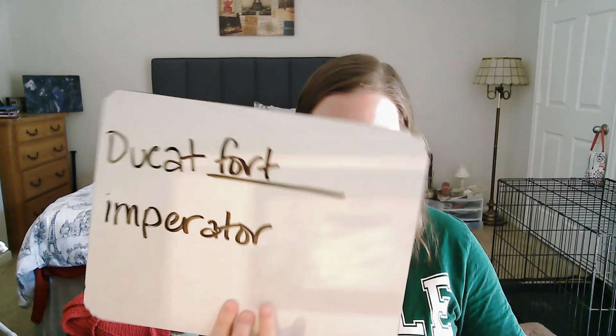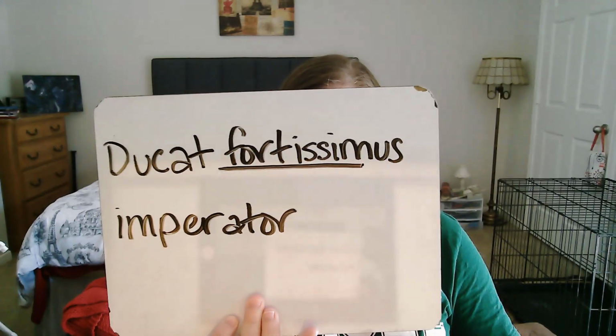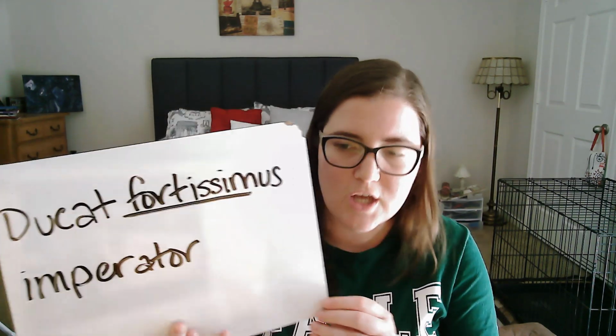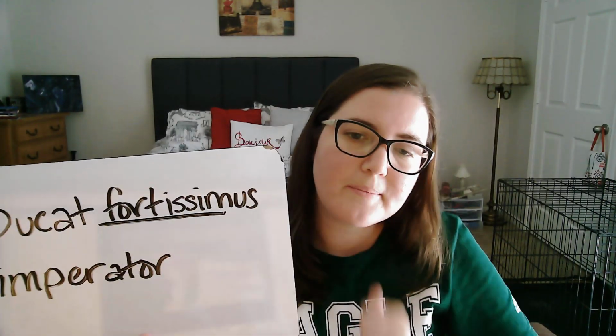Next, I'm going to be making my superlative adjective. So I need the stem of my adjective, which is here, fort. Then I need to make that superlative. That's from fortis, forte, by the way. I need to make that superlative, so I'm going to add issimus. It stays as issimus because that us ending is already nominative singular masculine to match with our imperator.